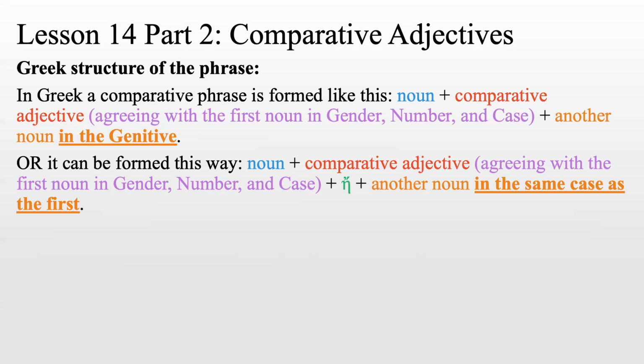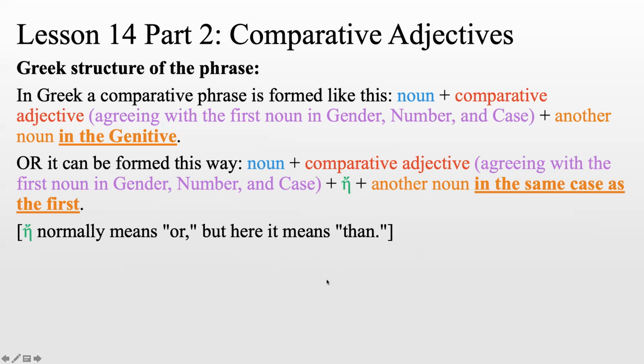Or we can have this structure. Noun, same. Comparative adjective agreeing, same. A, which is roughly equivalent to than, and then another noun in the same case as the first noun. So it'll be matching this noun in case. It may or may not match in gender or number. It just depends on what's going on. And A normally means or, but here it's going to mean than. So this is an additional meaning for the word a. It is still a conjunction though.